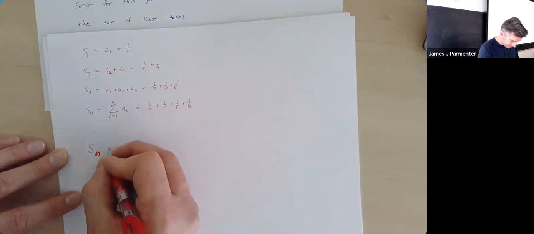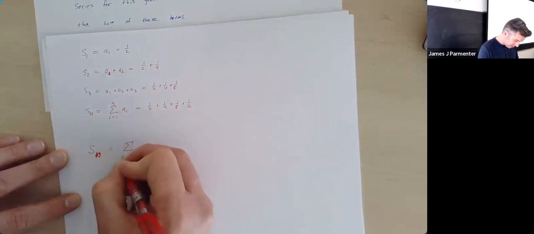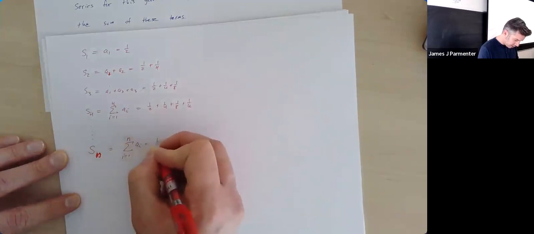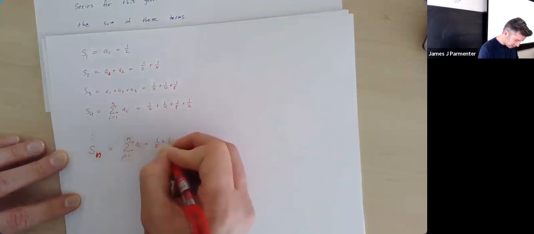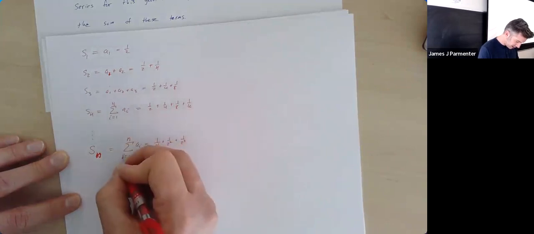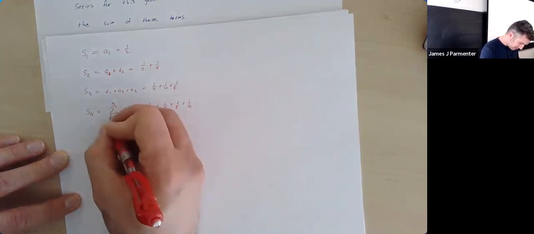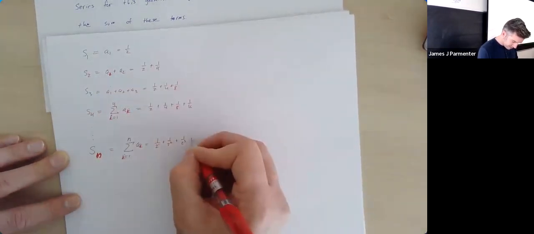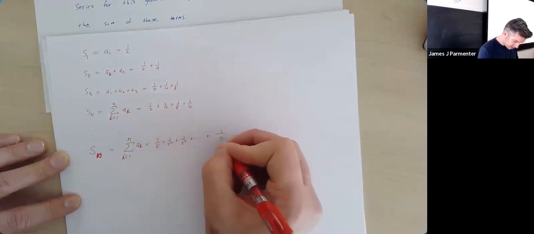So this is just the sum from i equals 1 to n of a sub i, which is just 1 over 2 to the first plus 1 over 2 to the second plus... Okay, fine, we can switch it to k. All the way to 1 over 2 to the n.